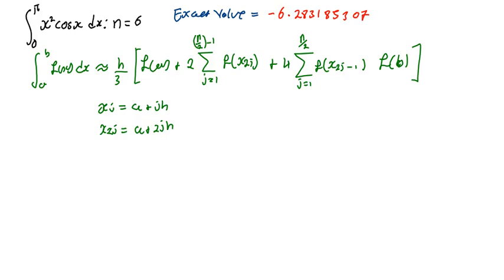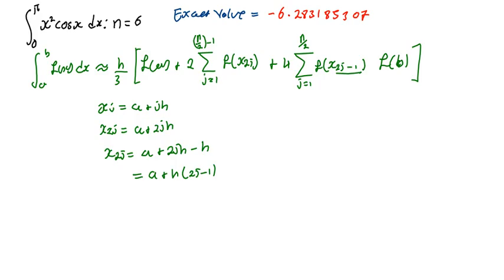Meaning when it comes to the one where we are subtracting 1, x sub 2j minus 1 is equal to a plus 2jh minus h. You can also write it as a plus h times 2j minus 1, which is basically what is right here. So that's one thing that you have to remember.